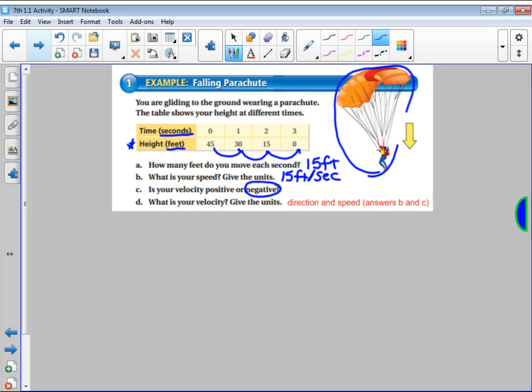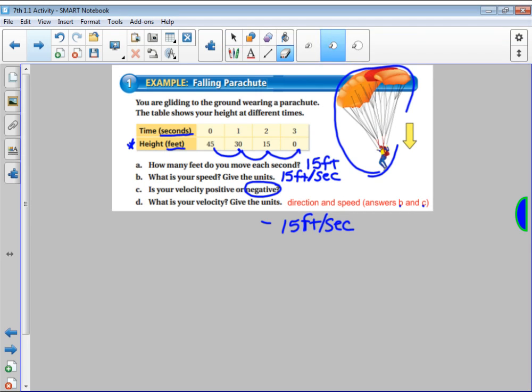Letter D says, what is your velocity? Give the units. And I did kind of put in red writing here just so that you understood the difference between C and D. That velocity, they want you to include the direction and the speed. So really we're putting answers B and C together. So our answer to B was 15 feet per second. And we identified that it was in a negative direction. So I'm just going to put a negative sign out in front of it. So our final answer for D is negative 15 feet per second.